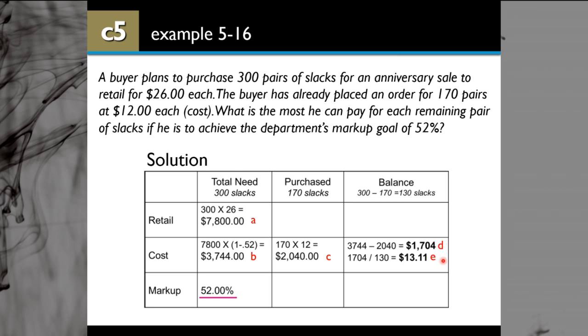So what you can do, that's going to be the total balance cost divided by the number of slacks that you need. So that's going to be $13.11. So that means that the most he can pay for each pair of slacks for the remaining money is $13.11. All right, so now you calculate it based on your markup percentage, and you got all this information for this.